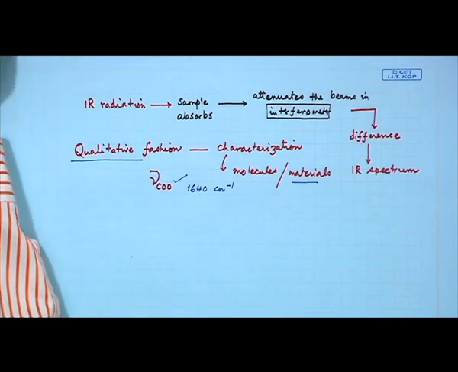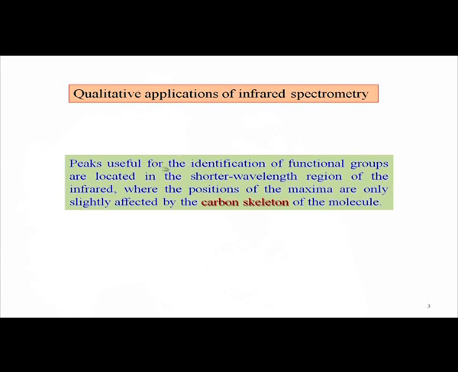So, we should know all the very important peak positions. In this case the peaks are useful for the identification of the different functional groups. When we talk about the different functional groups, it means that this functional group can be present in any biochemical sample, any organic sample, or any inorganic anion or cation which are very much characteristic, like that of your azide ion, thiocyanate ion, cyanide ion, all these. And they are located in the short wavelength region of the infrared, where the position of the maxima is only slightly affected by the carbon skeleton of the molecule.